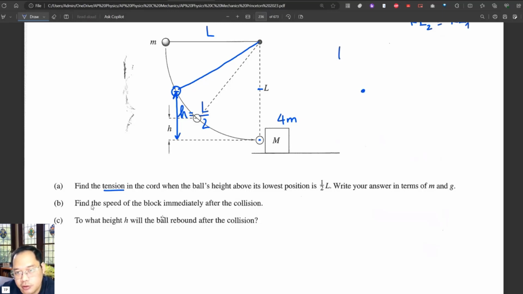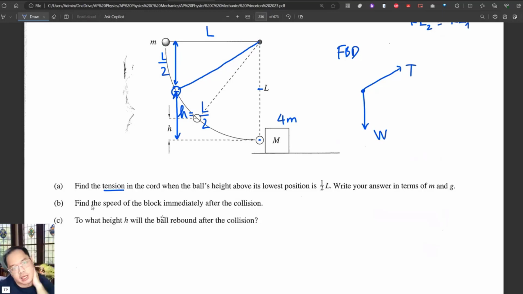This is the ball, free body diagram. This is gravity, W. The tension is directed toward the center. To have the height equal to half of L here, this height is also L over 2, and therefore this angle is 30 degrees. Can it be like a rectangle like this? No, I don't think so.